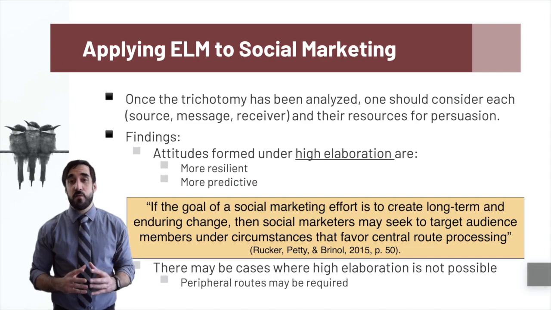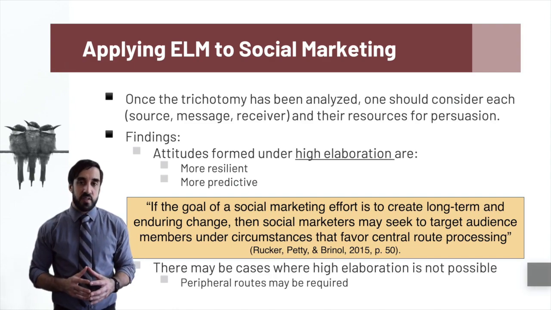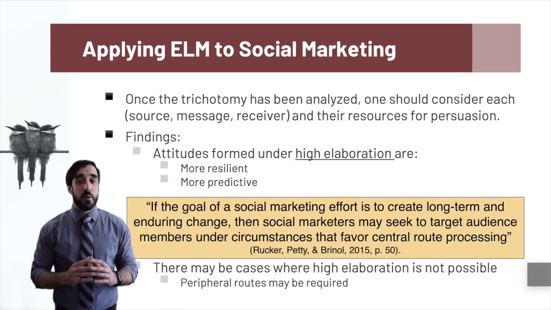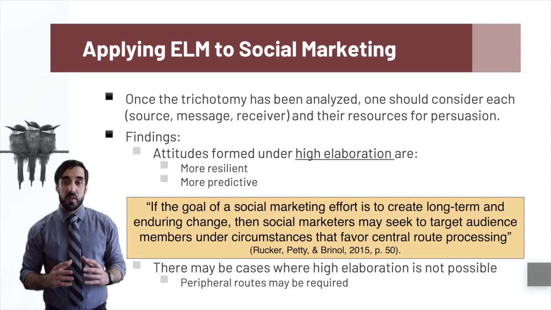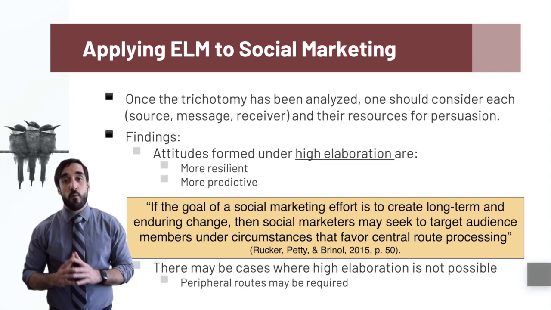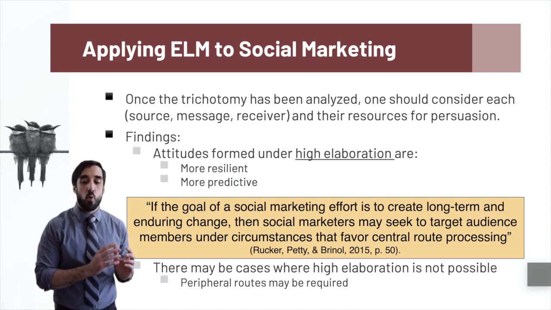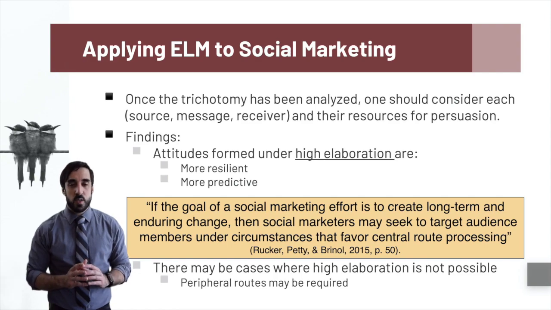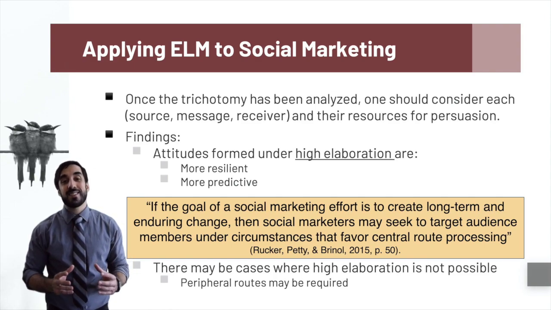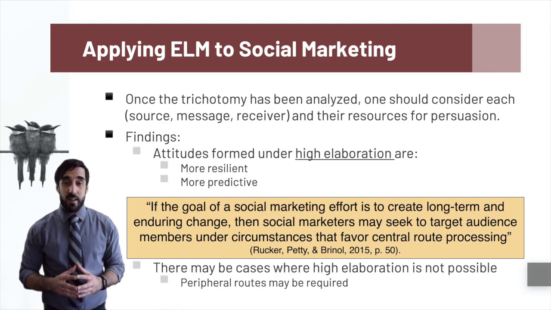I could see an effective argument built around the sender, message, and receiver as body points of that paper and argument. One thing to note about the way that you can consider the message structure of arguments according to elaboration likelihood modeling is that attitudes which are formed under higher elaboration tend to be more resilient and more predictive. However, as we've noted in our previous lecture on elaboration likelihood modeling, there are instances in which it's simply not possible to encourage an audience to engage in high elaboration.